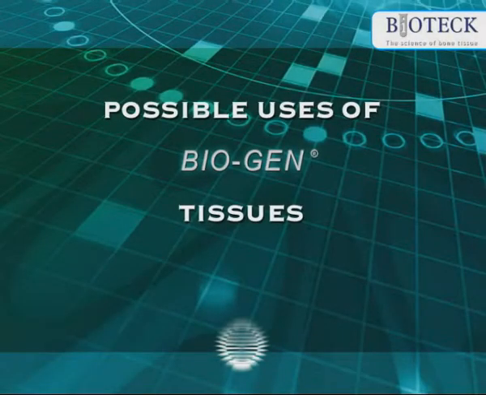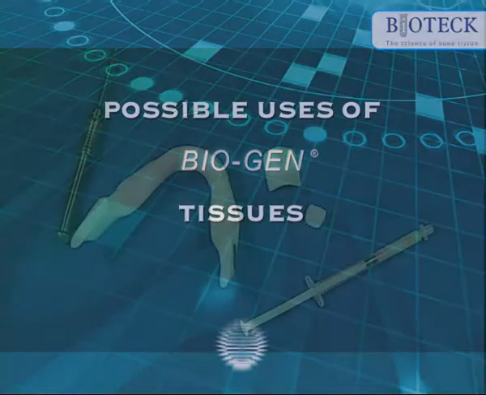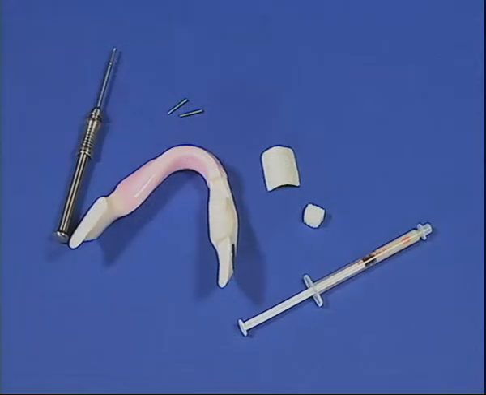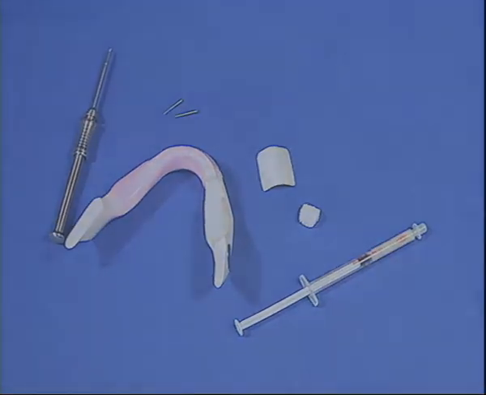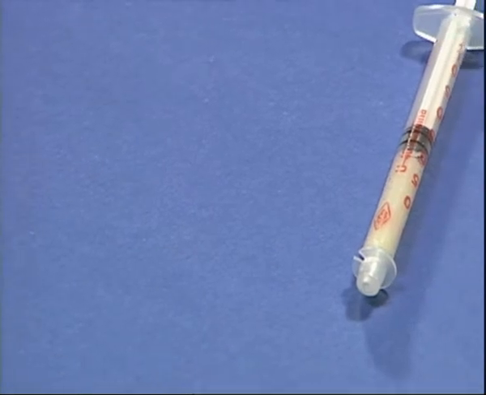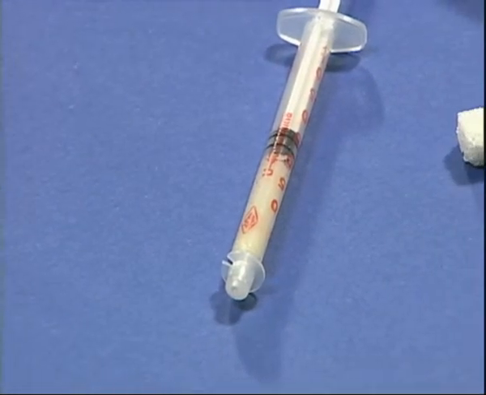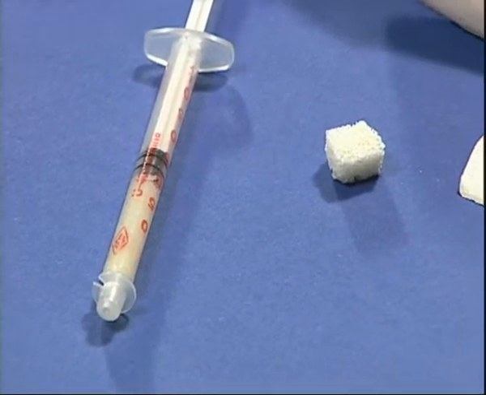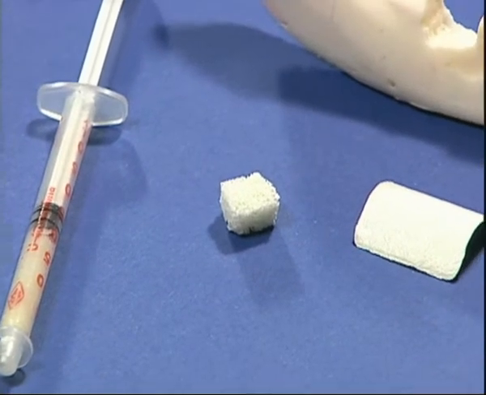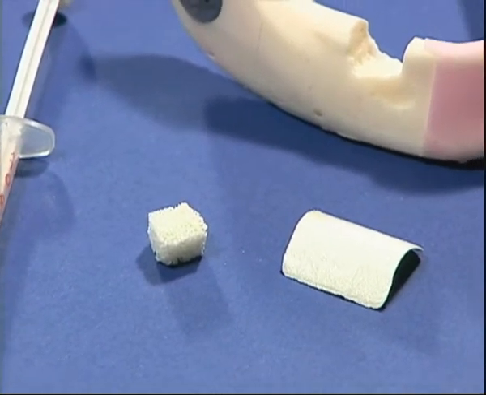Possible applications of BioGen tissues. We will now have a look at several cases on a model in which the various possibilities of employment of Bioteck products are outlined. This is the case of the reconstruction of a very large defect. There are at least two systems.